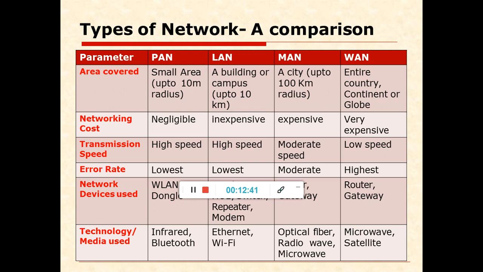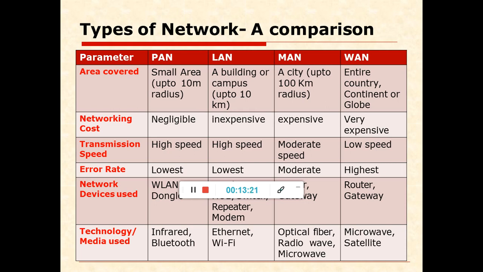PAN cost is very low, that's why negligible. We know we can connect from one laptop to a smartphone. No cost is needed, we just implement Bluetooth. After implementing Bluetooth, we can send data from the system to the smartphone. That's all. And next one is LAN. LAN cost is also inexpensive. Only cabling and network devices are needed for forming a LAN. That's why LAN cost is inexpensive.